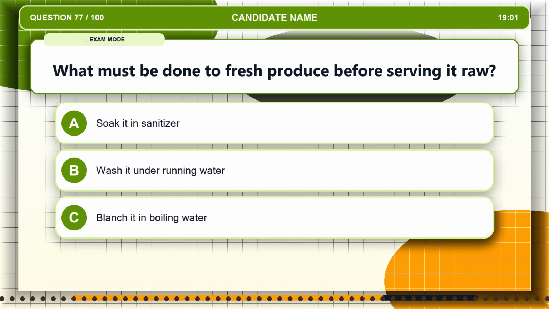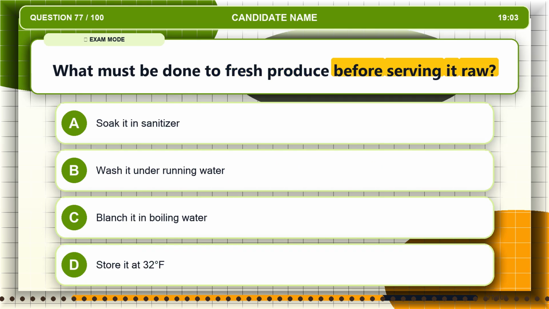Question 77. What must be done to fresh produce before serving it raw? Option A, soak it in sanitizer. Option B, wash it under running water. Option C, blanch it in boiling water. Option D, store it at 32 degrees Fahrenheit.